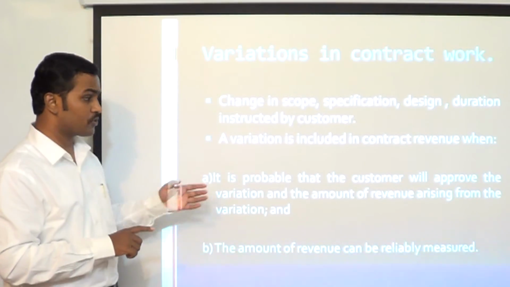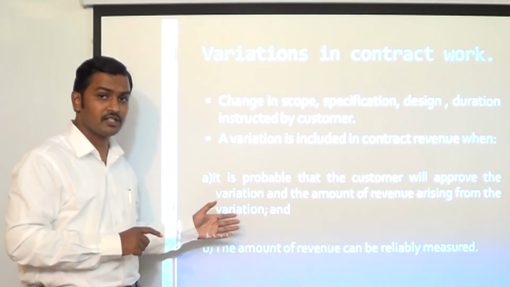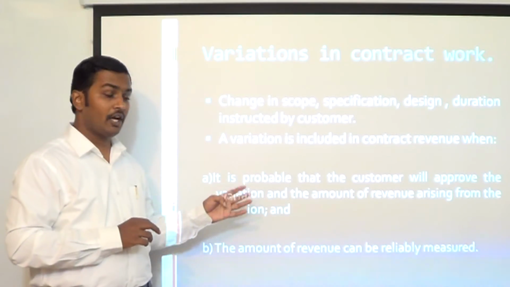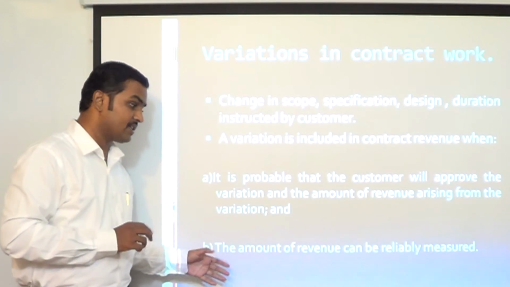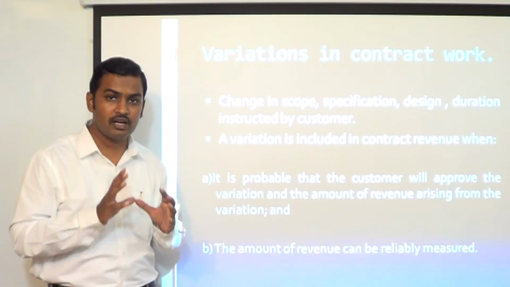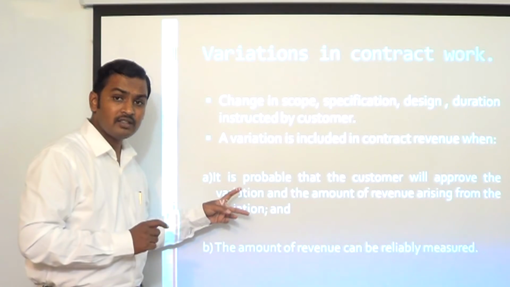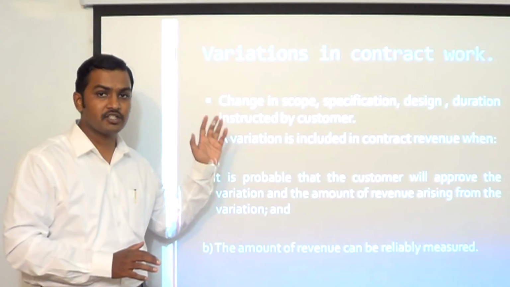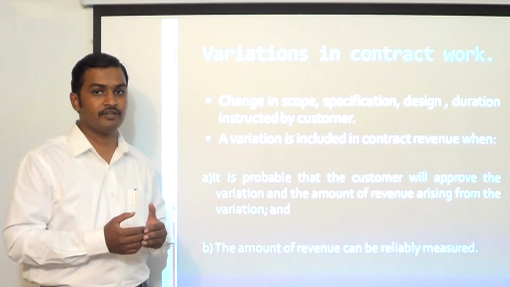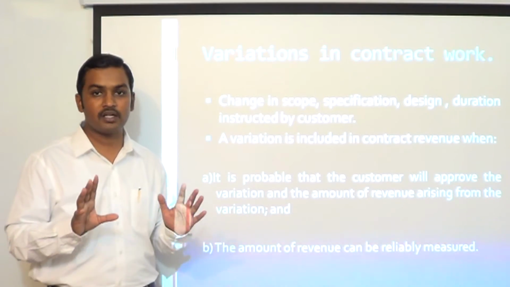One, it is probable that the customer will approve the variation. The customer has to approve the variation, and he also has to approve the amount of revenue arising out of the variation. And second, the amount of revenue can be measured reliably. So when these 2 points are satisfied, only in such cases the revenue for variation in work can be considered as part of contract revenue. Till that day, we cannot include it as part of contract revenue.